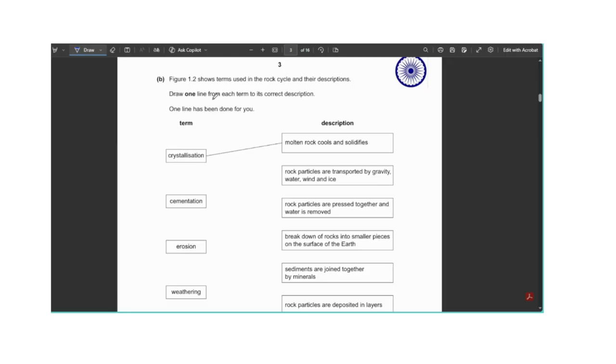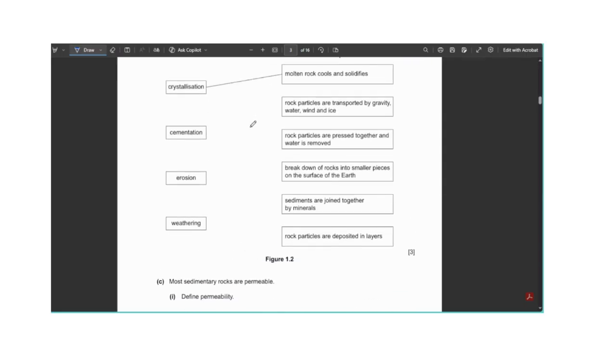Draw one line from each term to its correct description. One line has already been done for you, so this must be 3 marks for 3 lines. Don't draw any extra line. Fine. This is very important. The first one, let's see what we know about this.